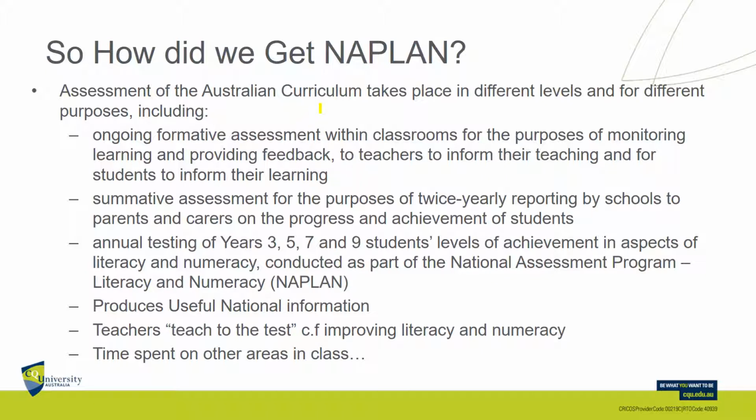Assessment of the curriculum takes place at different levels and for different purposes. Now here we've got the government. We can't deny the government. They're a stakeholder in education. So we've got ongoing formative assessment in classrooms for the purpose of monitoring. We've got summative assessment for the purpose of twice yearly reporting by schools to parents and carers. So that's mandatory. We've got the annual testing, years 3, 5, 7 and 9, of levels of achievement, literacy, numeracy, and obviously some general knowledge as well.